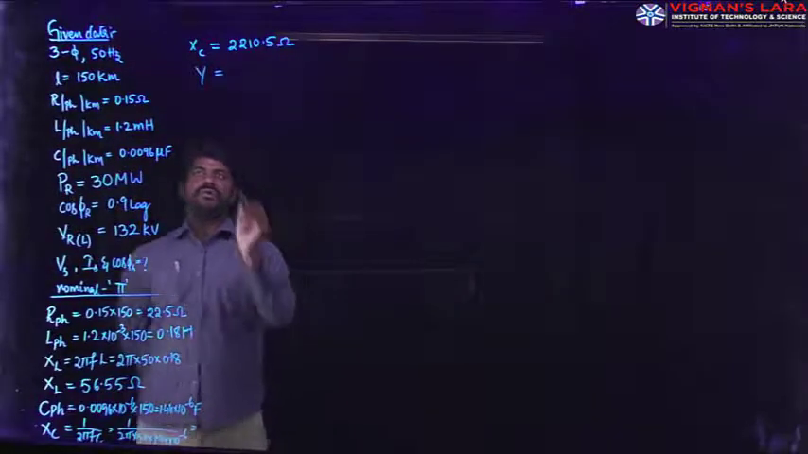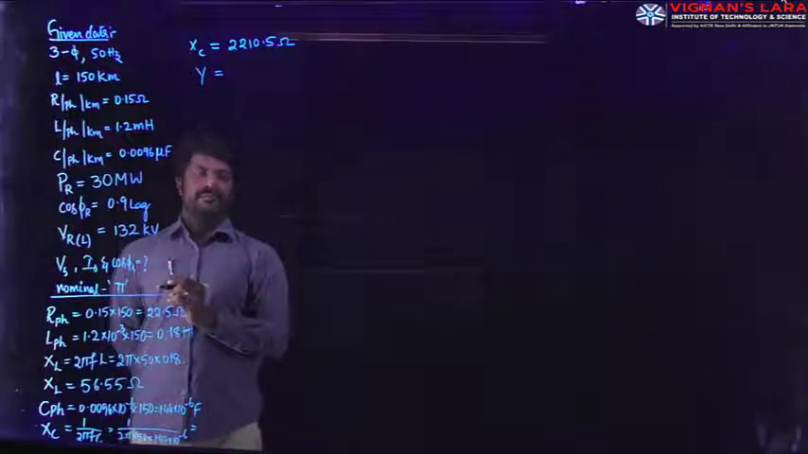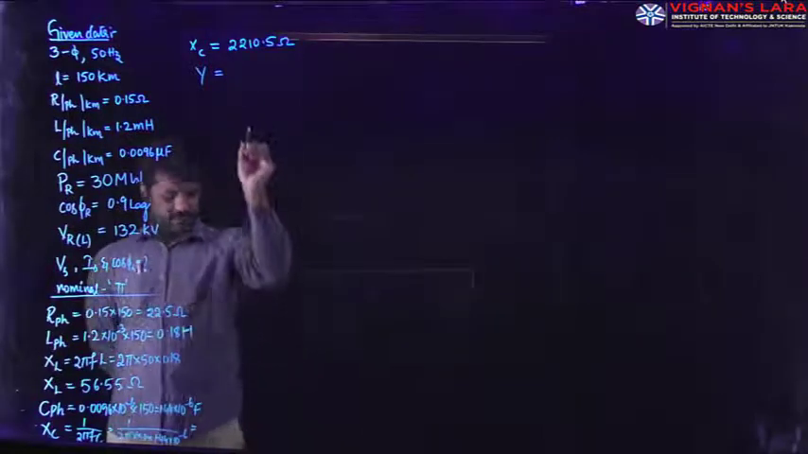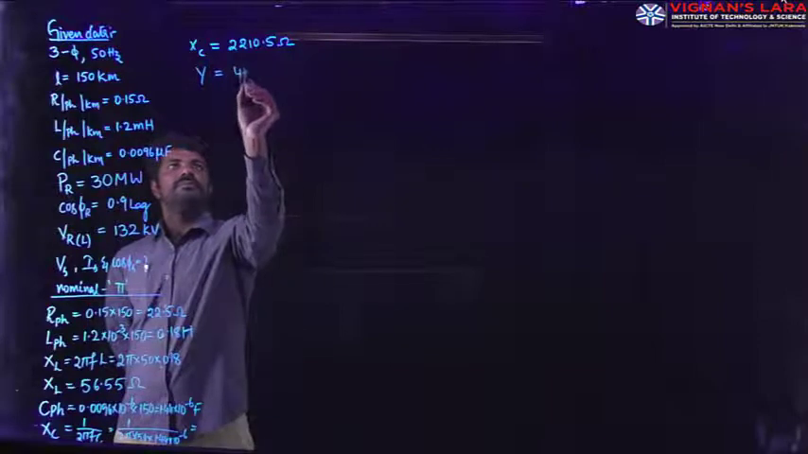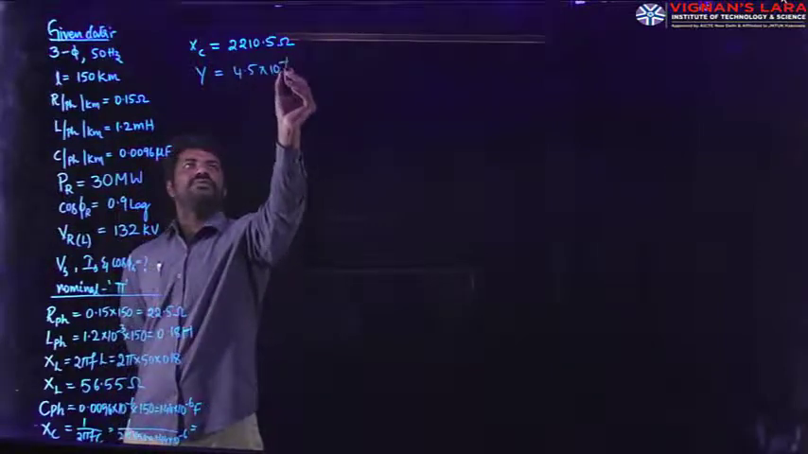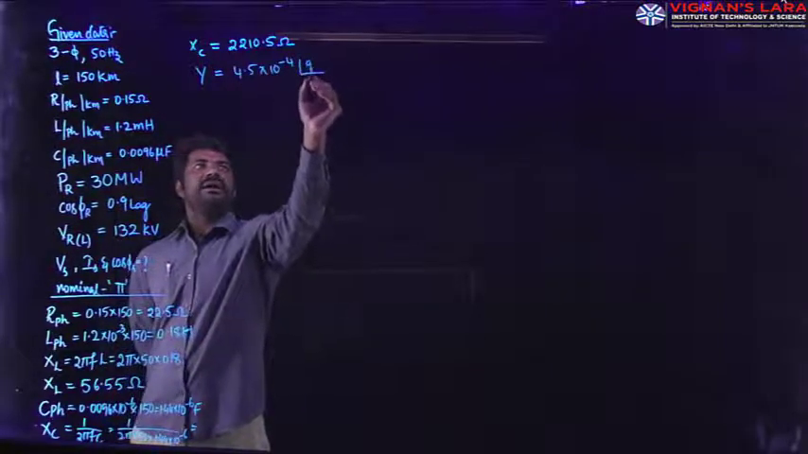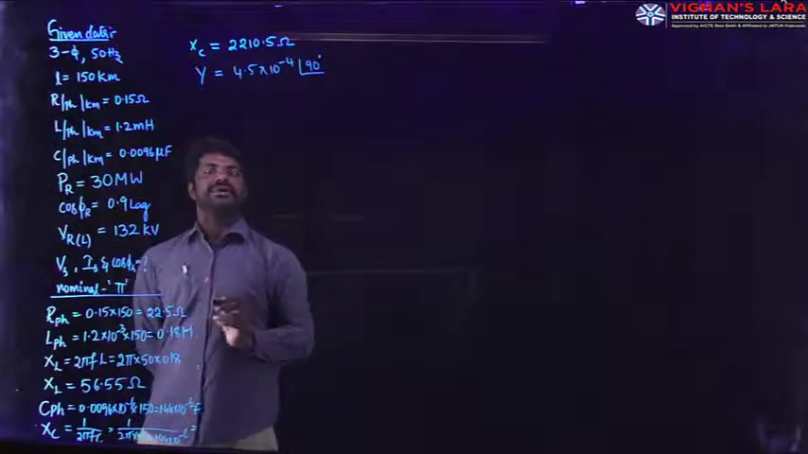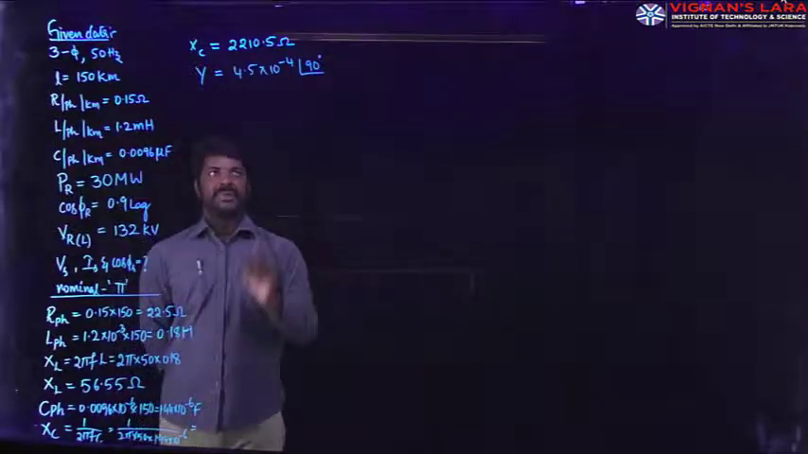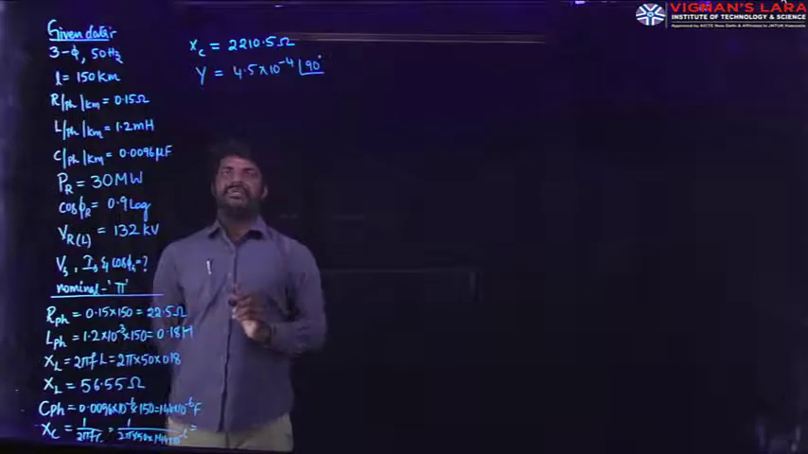But our interest is to find out the branches of shunt elements, the shunt admittance Y. Y is equal to 1 by XC. We will get the magnitude as 4.5 into 10 power minus 4, which makes an angle of 90 degrees. I mean to say that it is plus J. Plus 90 indicates that it is plus J.